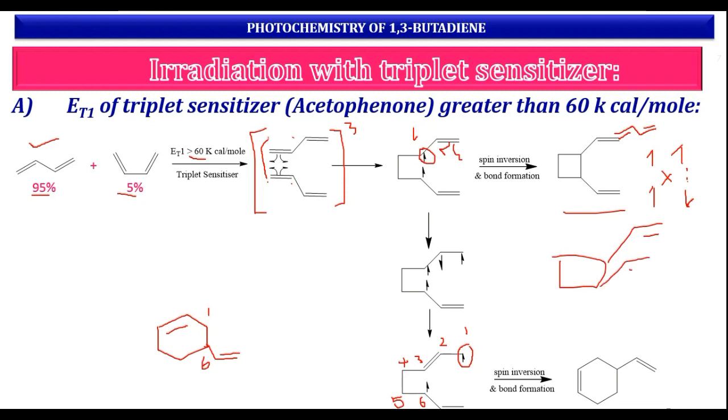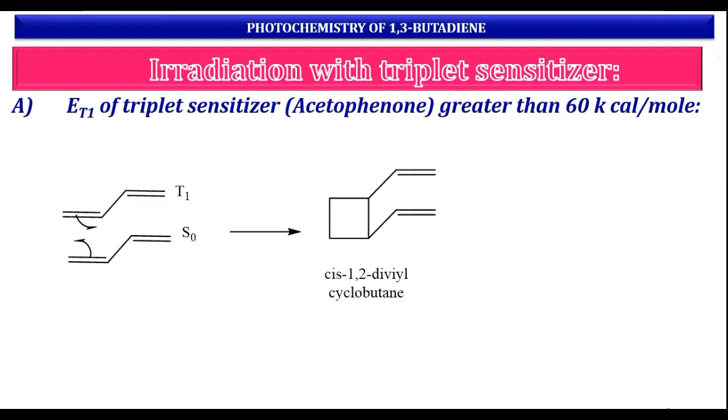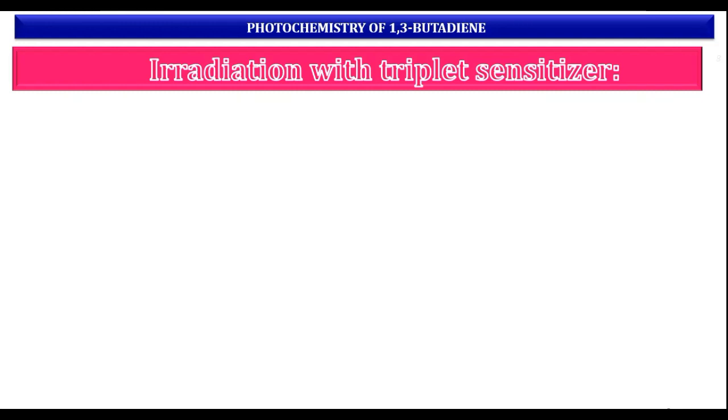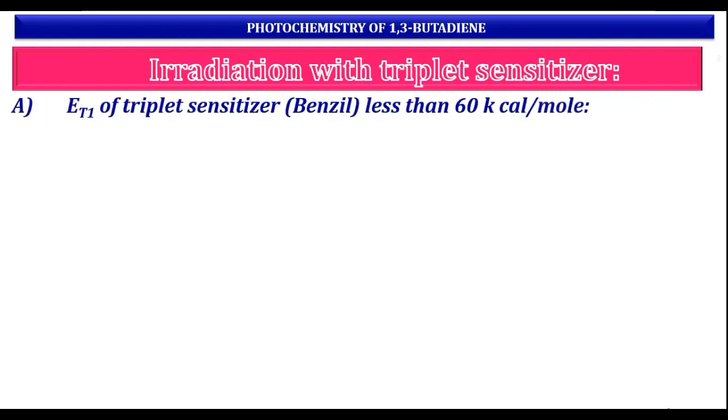Let's see how this isomer is forming. This is the simple reaction: this bond shifts here, this bond shifts here, and we get a cyclobutane. Next, let's see when the triplet sensitizer energy is less than 60 kilocalories, that is 57. For that we use benzene as the triplet sensitizer. This energy is enough to excite which molecule? Yes, the cis isomer only.